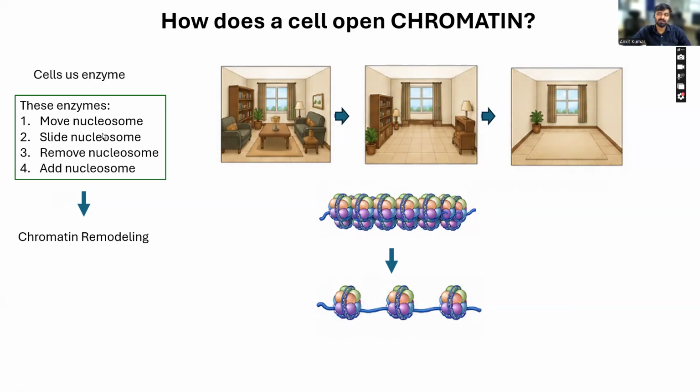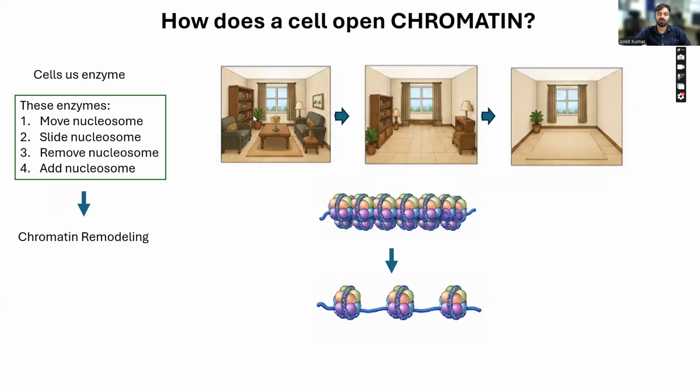Similarly, here you will also see that the work of the cell is to open the chromatin. So obviously that will be performed by some enzyme. And here that enzyme moves nucleosomes far apart from each other, and it can slide nucleosomes, it can also remove nucleosomes, and it can also add nucleosomes. I won't say all of these steps, but it can perform this kind of modification, and finally, it is called chromatin remodeling.